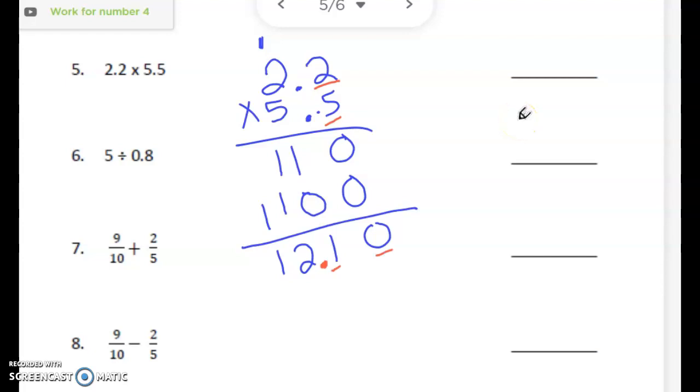So 2 and 2/10 times 5 and 5/10 gives me 12 and 1/10. Or you can have a 0 there, either one. They are both correct.